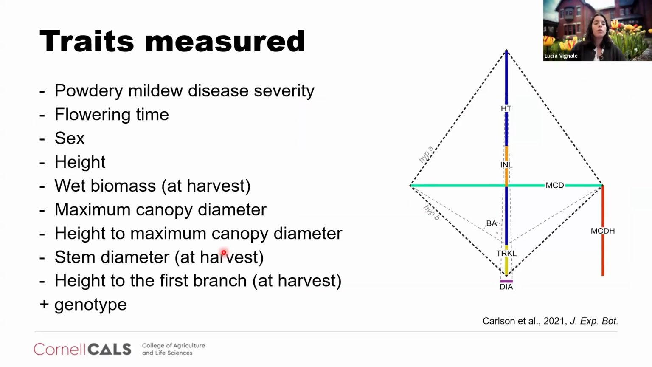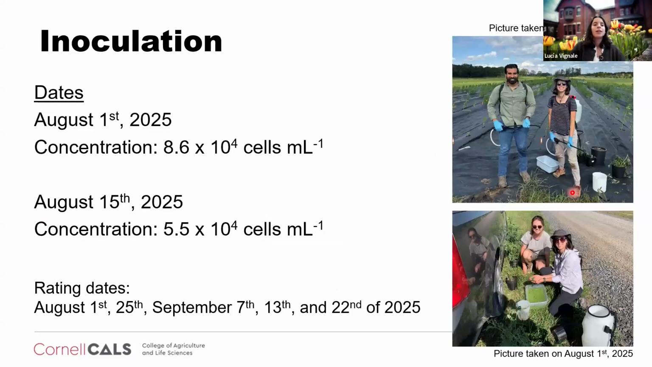What traits did we measure? The most important one was the powdery mildew disease severity, but we also measured flowering time, sex, height, wet biomass, and other architectural traits. I included a representation, a figure from Carlson et al. from 2021, and you can see how those measurements would look on a plant. We also collected leaves, extracted tissue, extracted the DNA, and ran our PACE markers to see what the genotype was for each of the plants. And what did we see?